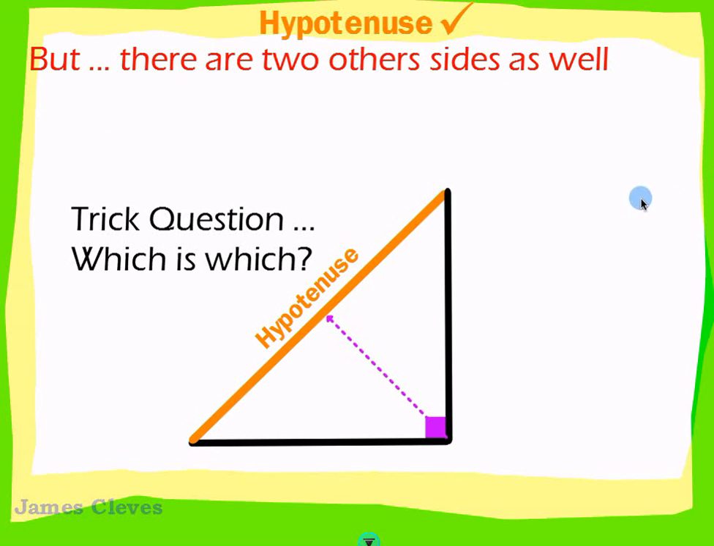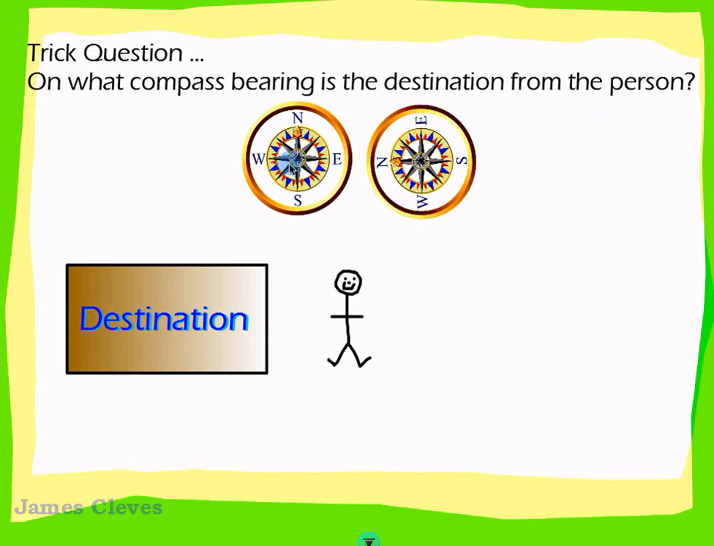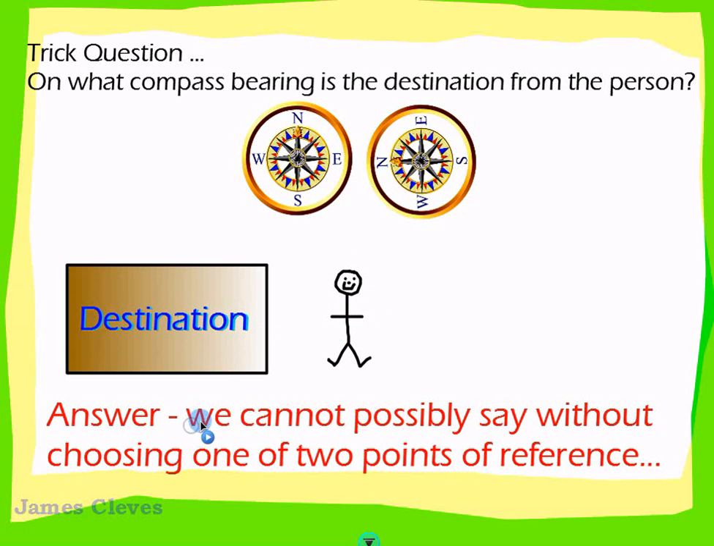But there are, of course, two other sides, because triangles have three sides. So which is which? It's a trick question because we can't label them yet, and I'll show you why. Say we've got two different points of reference here. We've got one compass this way round and another compass this way around. We've got a person here and a destination. Which compass bearing is the destination from the person? We can't possibly say without choosing one of the two compasses to be the one that we believe in, because they can't both be right.